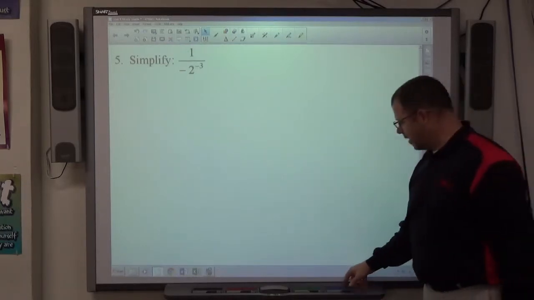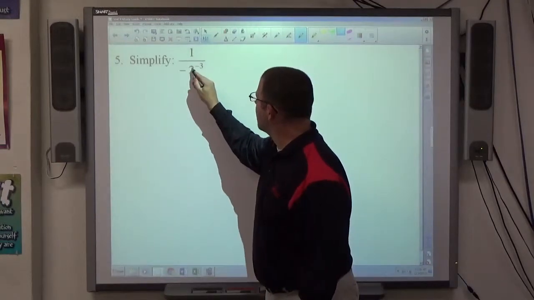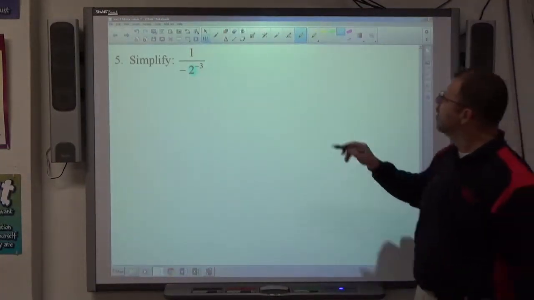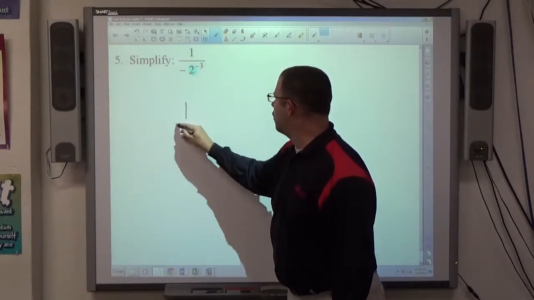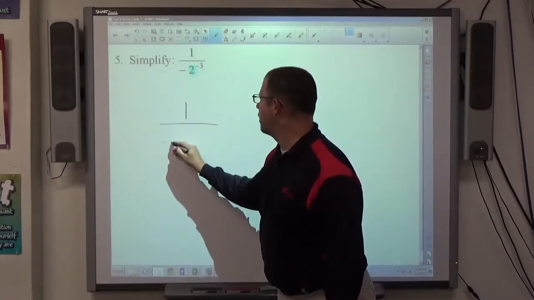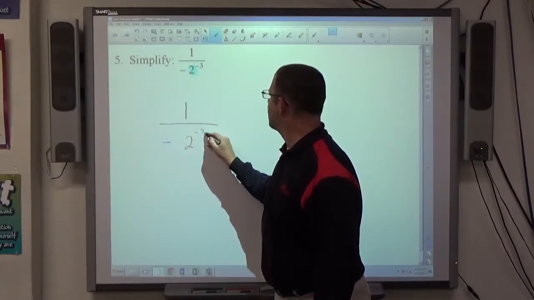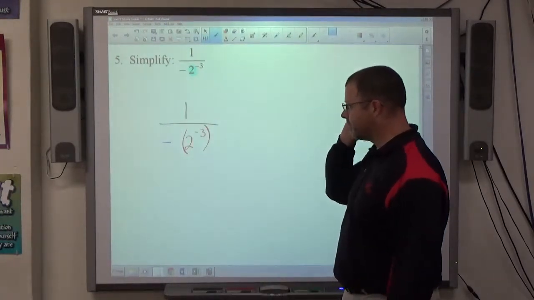Number 5, same deal. We have a negative power involved in the problem, and again, we have what's being raised to the power. In this case, only the 2 because there's no parentheses involved. So if I rewrite this, 1 is 1 over a minus sign, which is not being raised to the power, and it's being multiplied by 2 to the negative third power. This is all that's being raised to the negative third power.